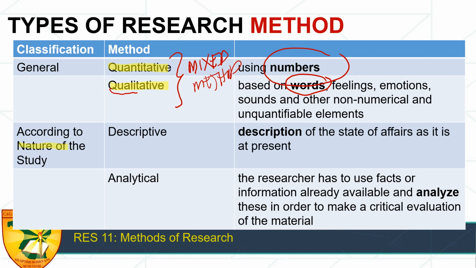According to the nature of the study, you can classify also. We hear descriptive research and analytical research. When we say descriptive, it just describes what there is at present. And for analytical, you have already the facts available, and you analyze these to make a critical evaluation of the material.